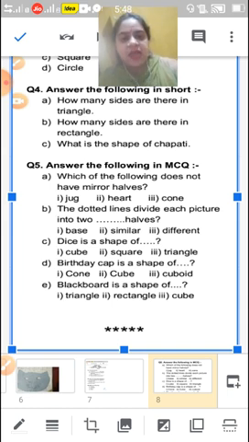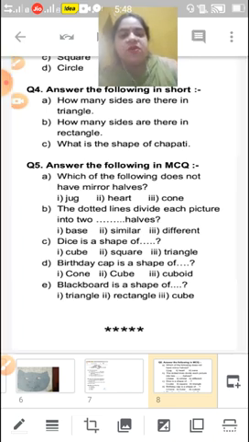How many sides are there in a triangle? So children, can you guess? Yes, there are 3 sides in a triangle. How many sides are there in a rectangle? There are 4 sides in a rectangle. What is the shape of a chapati? The shape of a chapati is a circle. Now come to our 5th question.